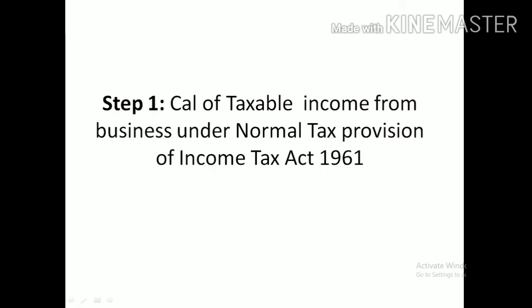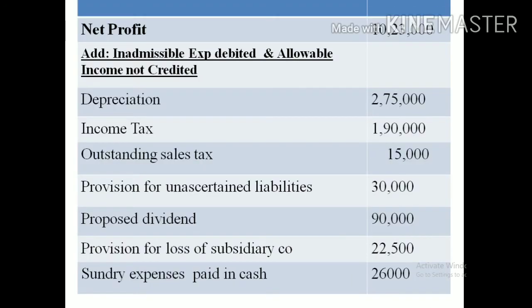First one, calculation of taxable business income. So first we should take the net profit, 10,23,000. For that add what? Inadmissible expenses debited and allowable incomes not yet credited. The first one, depreciation 2,75,000 as per profit and loss account.